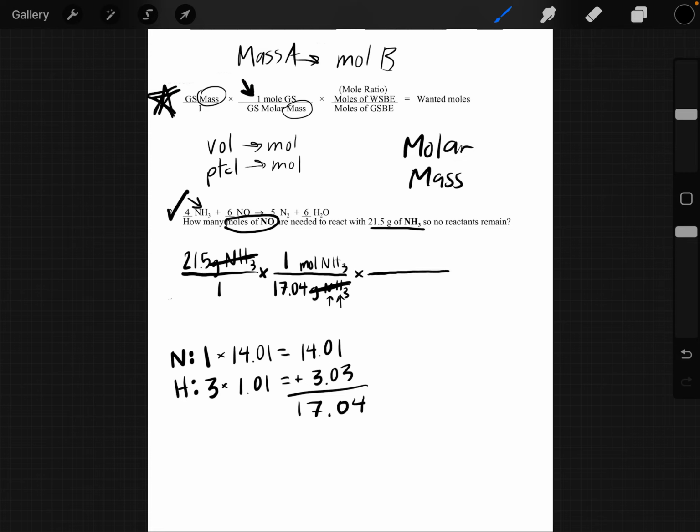Okay, now I've gotten myself to moles of ammonia, but what am I trying to get to? What did I circle? I tried to get moles of nitrogen monoxide. So I have to do one more conversion here. Okay, so directly diagonal, I'm going to put moles of NH3, and on the top, I'm going to put whoever I want. Okay, and that's going to be moles of nitrogen monoxide. And when I have a fraction that has moles on the top and moles on the bottom, that should be a big red flag that I'm going to be using my mole ratio.